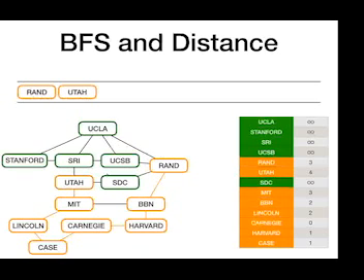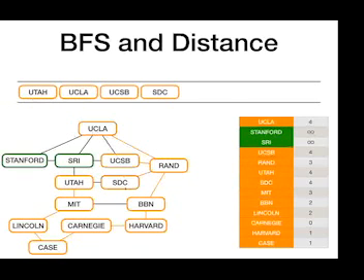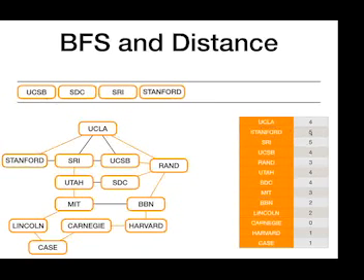Dequeue MIT, visit Utah, add Utah, visit Rand, add all these, all at 3 plus 1. Visit Utah, SRI, visit UCLA, 4 plus 1, and we have all of our nodes explored.